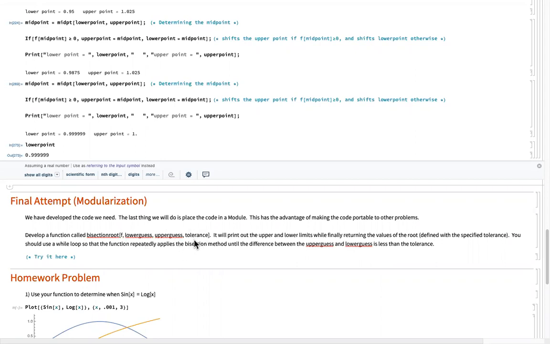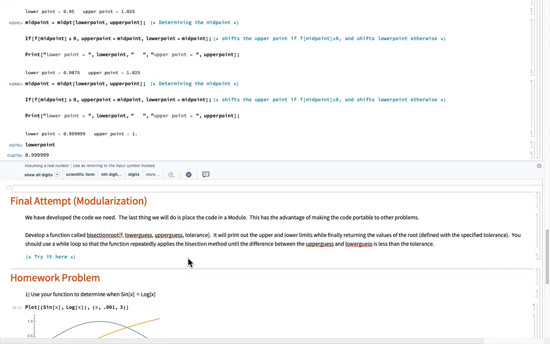Imagine you had some tolerance for error. So let's say you're willing to accept an error of like 10 to the negative 5. And what you could do is specify a function, right? So what I want you to do is write a function called bisectionRoot. You will specify the function, and then you will specify a lower guess and an upper guess and a tolerance. It would be like 10 to the minus 5.